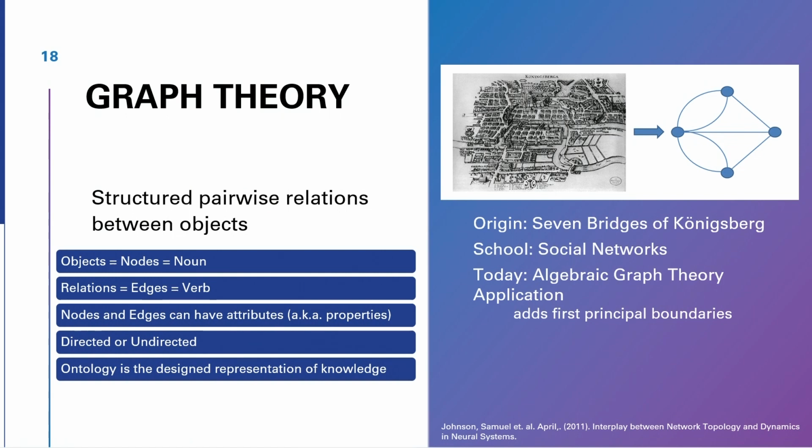This all started with Euler. You might have heard 7 bridges of Königsberg. And so an example here is all of my bridges are my edges, my islands are my nodes, and how do I choose to traverse them? This would be an example of an undirected one. It doesn't matter which way I go.